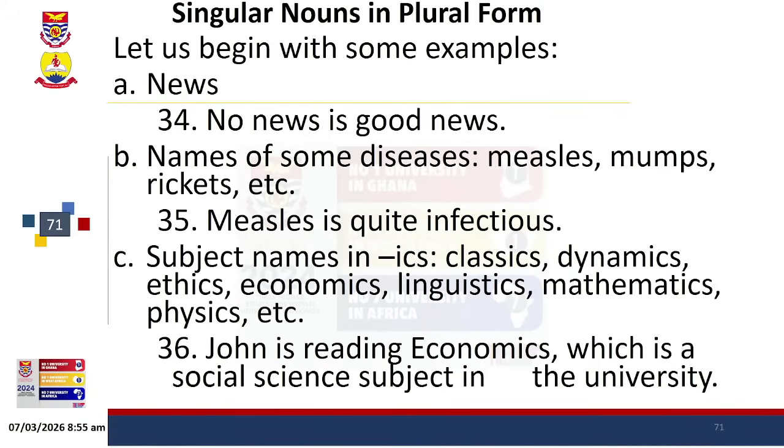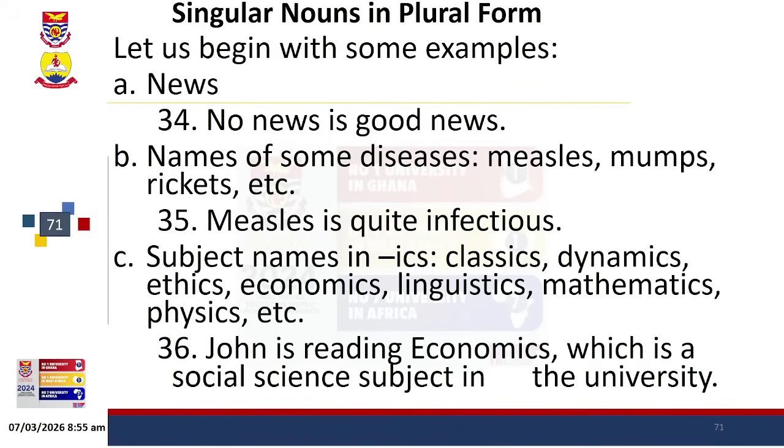Then we can also have names of subjects of study. They end usually in ICS. Mathematics, classics, dynamics, statistics, ethics, economics, linguistics, physics, and all the ICS that you have. These are singular subjects of study, but they end with plural forms, or they are written in plural form.